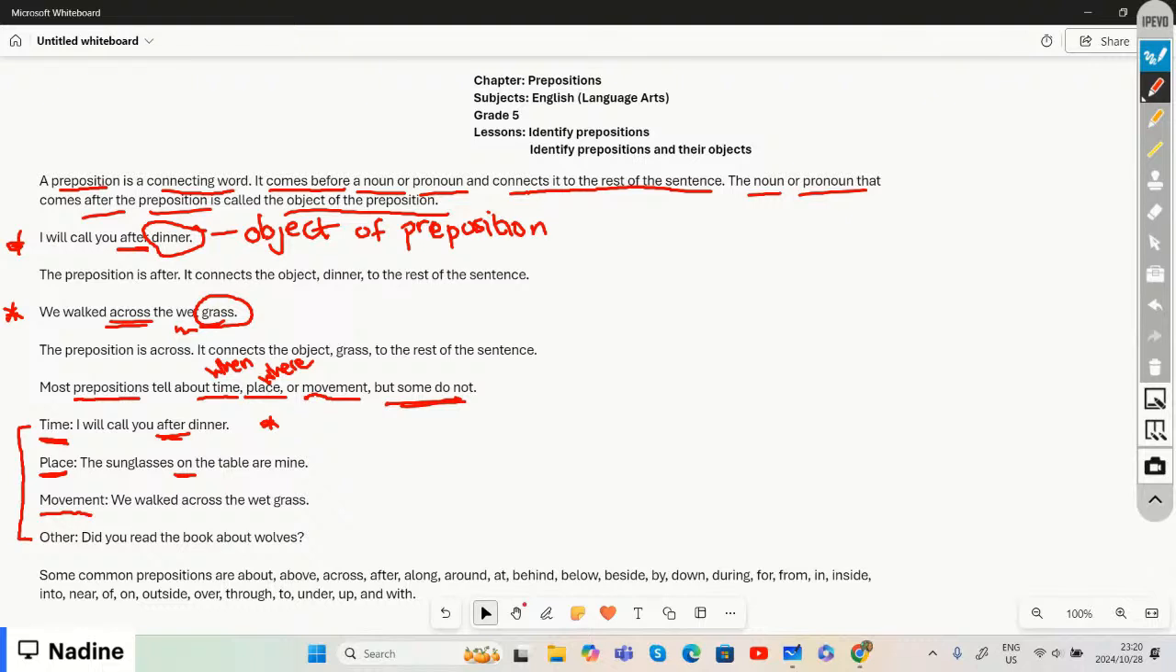And if we were to identify a preposition of movement, we would say we walked across the wet grass. So across is our preposition of movement. Across where? The grass. What grass? The wet grass.